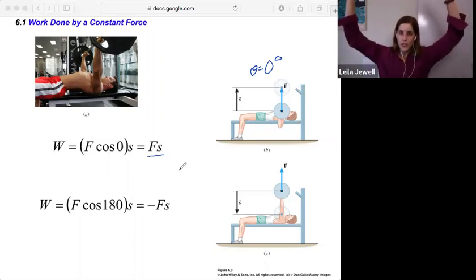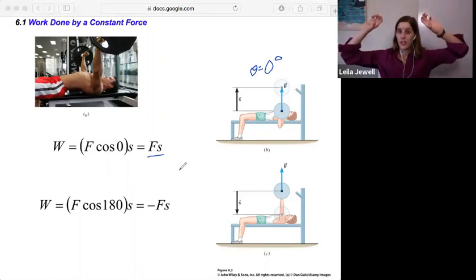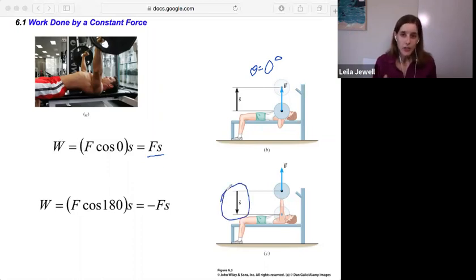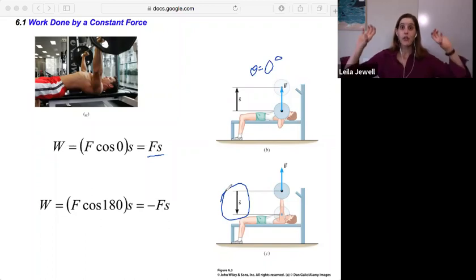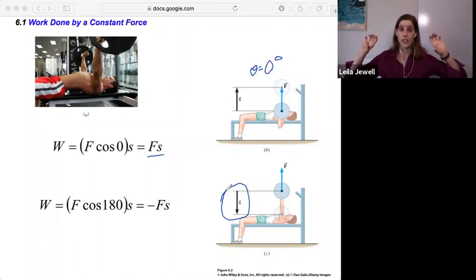Now, once you reach locked out and start to lower it, your displacement's now going down, right? You're lowering the bar. But what's the direction of your force? Well, I hope your force is not pulling it down, or else you might be in trouble. Instead, your force, even as you're lowering the bar, is supporting the bar upward to keep it from crushing you. It's a controlled descent because of that upward force that you are applying.